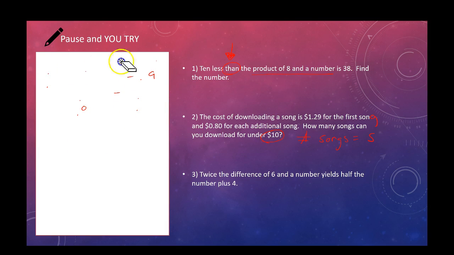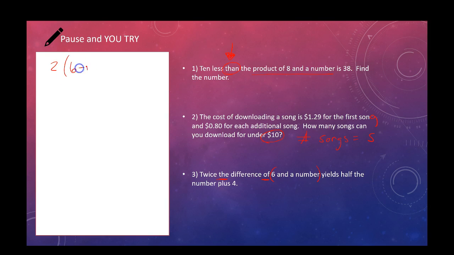All right, and the last one on this one. Twice the difference of 6 and a number yields half the number plus 4. All right, so twice the difference of 6 and a number. Twice means I'm going to multiply by 2. The "of" and "and" surrounding the difference means I have to put this in parentheses.